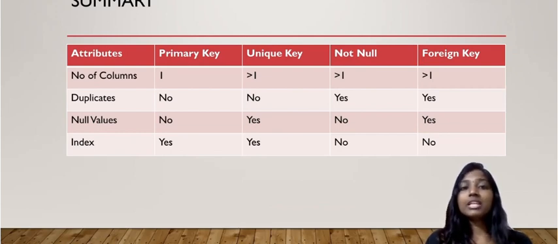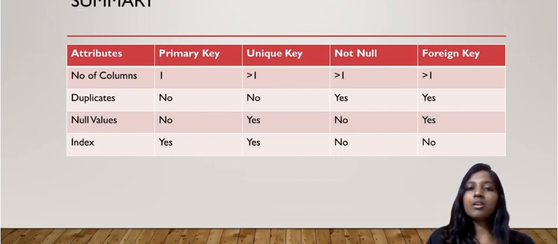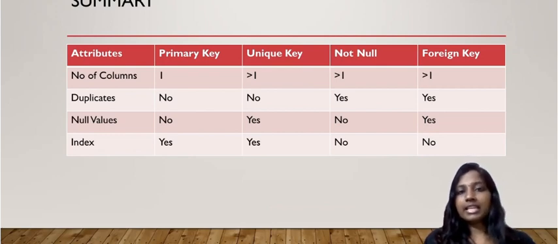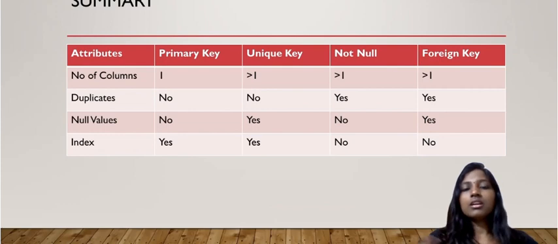Null values: primary key will not allow any null values. Unique key will allow them, not null will not allow them, and foreign key will allow them again. Indexing happens only for primary key and unique key. Not null and foreign key will not get auto indexed. You can do the indexing manually, which we'll learn later. But automatically, these are the two types of constraints which will create an index. Auto indexing happens if you define a column as a primary key or a unique key. That particular column will automatically get indexed. So this is a summary about the constraints.